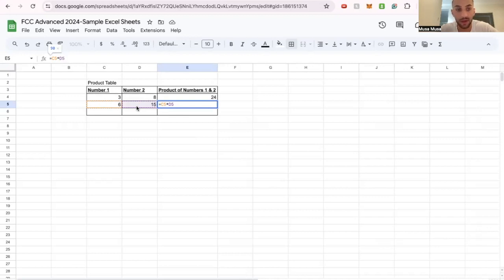Okay? So it's pretty cool, which means that even if I want to put something else here, let's say I want to put 7 and 11, then all I have to do is drag this one down to there, and you can see it works out the exact same. So it knows no longer to look at C5 and D5, but to look at C6 and D6.